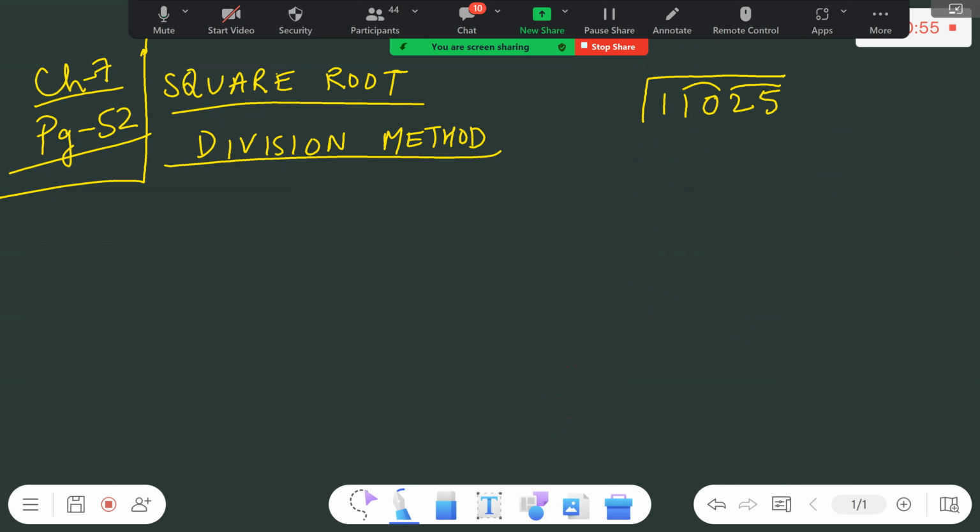Is the method clear? Yes, sir. Division method clear to find square root. Is it clear, everyone? Yes, sir. If it is clear, write it in the chat. Everyone sitting at home, if the division method is clear, write it in the chat. Did everyone sitting at home understand the division method?